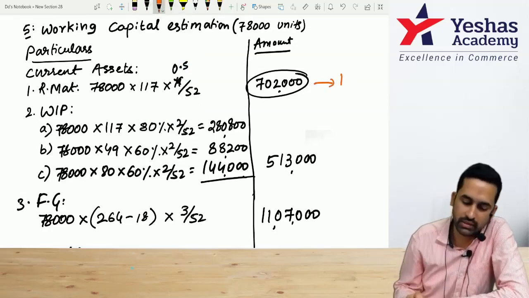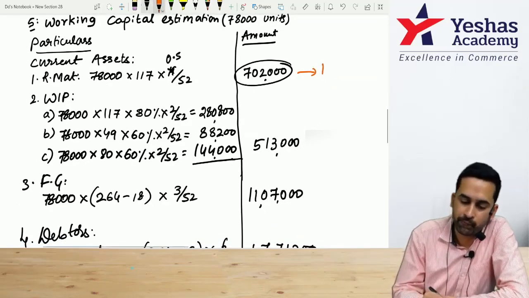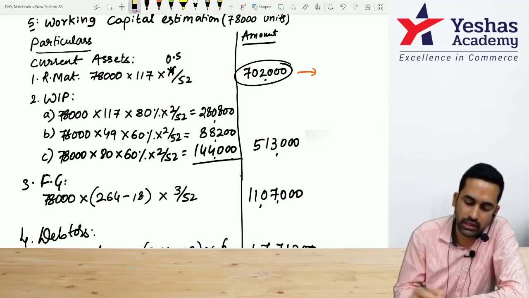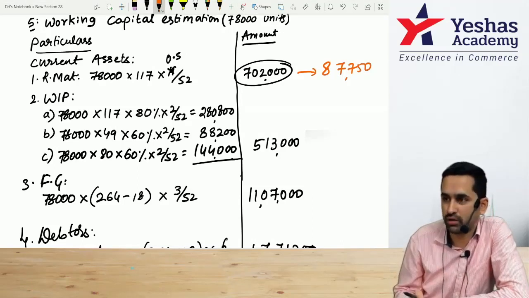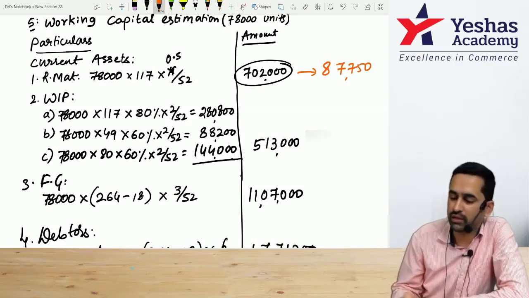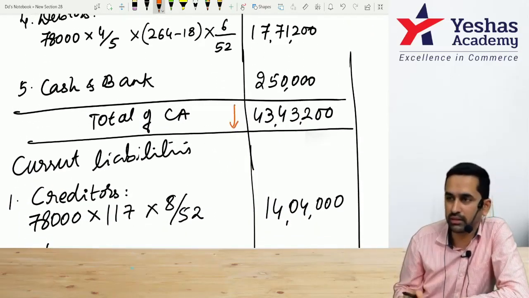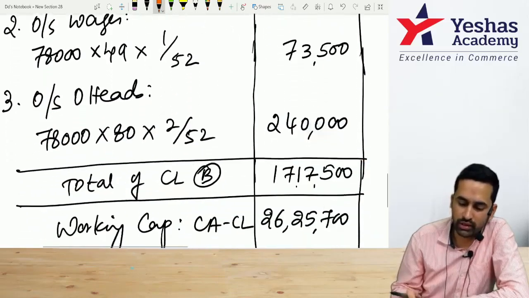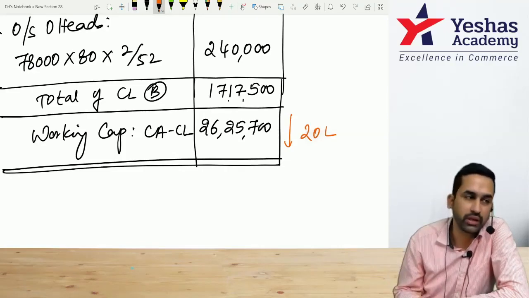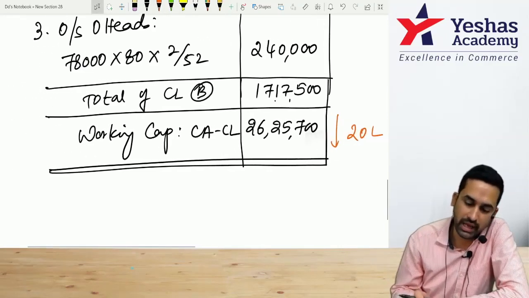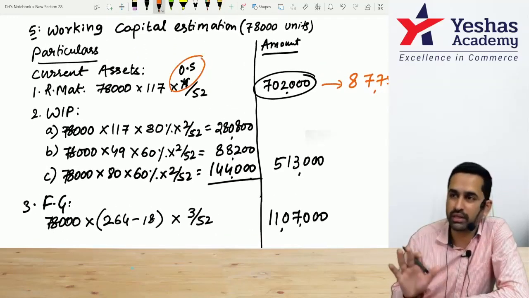Correct? Just do it in the calculator. 78,000 into 117 into 0.5 by 52. Much lesser than that, 87,750. That means instead of blocking 7 lakh rupees in stock, you just have to keep 87,000. Roughly about 6 lakh came down. Now if this comes down by 6 lakh, current asset will come down by 6 lakh. Accordingly, your working capital now will not require 26 lakh. Even with approximately 20 lakh rupees, you can start the business. That means as much as possible, if you want to reduce your working capital burden, find a supplier nearby.